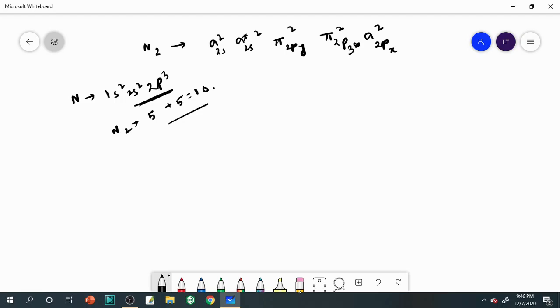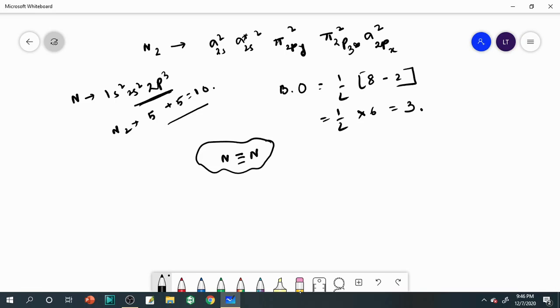So the bond order is, except again sigma star 2s, all are bonding molecular orbitals. So the bond order will be equal to half of the number of electrons, 8 minus 2, so half of 6, that is equal to 3. So in case of nitrogen, a triple bond is indicated, and indeed the structure of the nitrogen molecule is N triple bond N, you know it, I think.